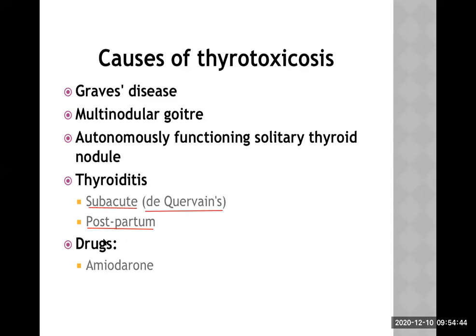Another is postpartum, after the childbirth. Now, some of the drugs which can lead to hyperthyroidism is amiodarone. Never forget this. In the last class also we talked about this. This is actually antiarrhythmic drug, okay, class 3. It is iodine containing drug. That's why it produces its side effect regarding the thyroid gland.